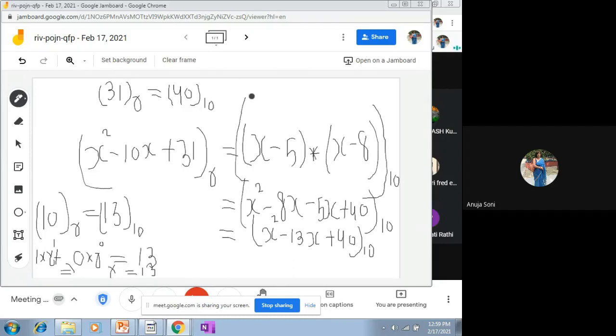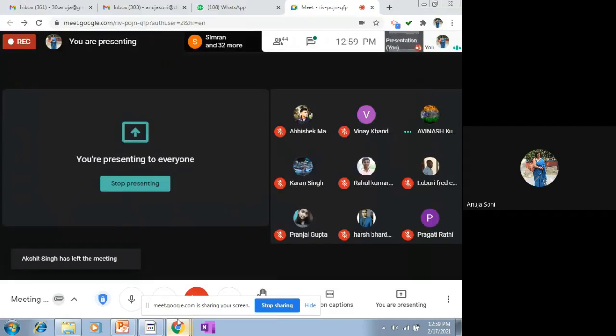So in this way you have to open this, and ultimately from this equation you will be able to find out the value of r as 13, and from this also you are going to obtain the value of r as 13. So hence the value of r will be 13. Okay, you will open this on your own. I have explained it to you. Now I switch to another doubt.